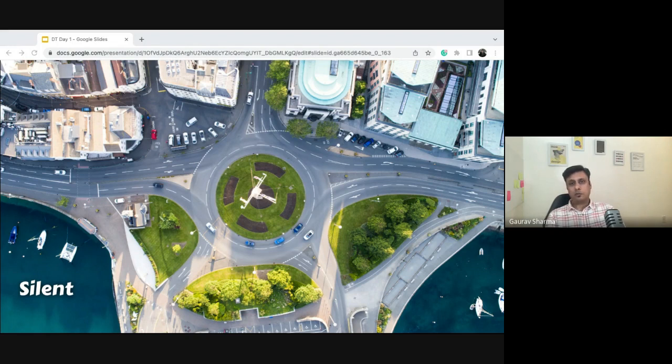Another is something as simple as a new bench, or let's say a seating area in a park, which gives you a fabulous view, right? Let's say on a beach, or at a park. Those are things that probably go unnoticed, but there is a lot of thought process that has gone behind it. So let's talk about this particular image that I have on my presentation here.